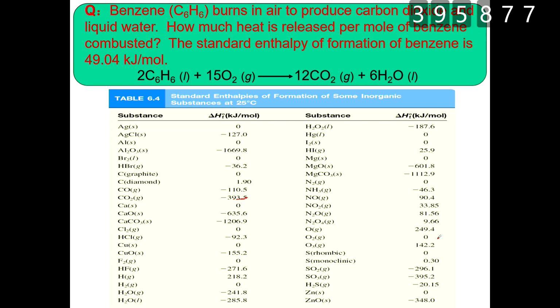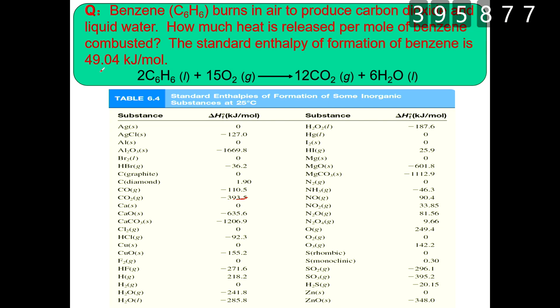Okay, so we've been given the standard enthalpy of formation of benzene. You can find it here, first of all. The question states benzene burns in air to produce carbon dioxide and liquid water. The question is how much heat is released per mole of benzene combusted? So you must know the formula first of all. Then you have to check on this table to get the values. For the first one, benzene has been given. Oxygen is the most pure form, so it's 0, it's stable.